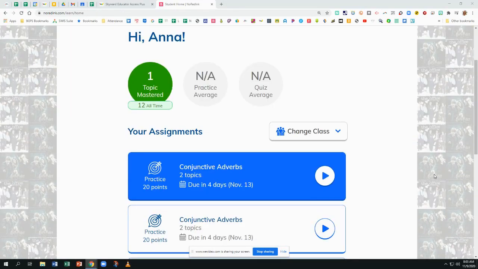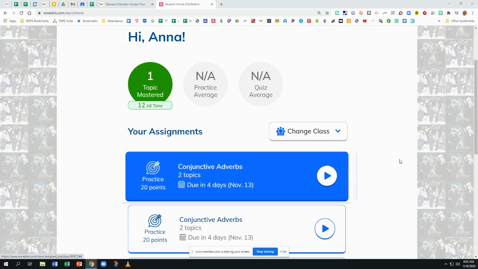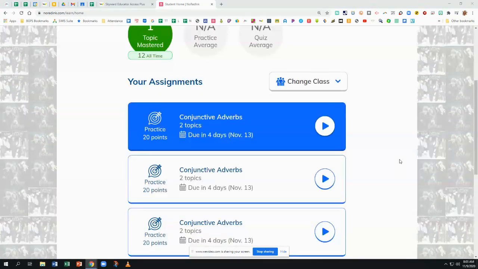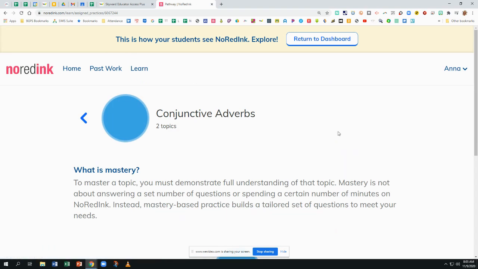All right, so today we're going to talk about conjunctive adverbs. This assignment is in NoRedInk. You can find the link to it in Google Classroom. So go to Google Classroom, find the conjunctive adverbs assignment in the grammar section, and it'll bring you to a page that looks like this in NoRedInk. You're going to click on the play symbol there for conjunctive adverbs, okay?